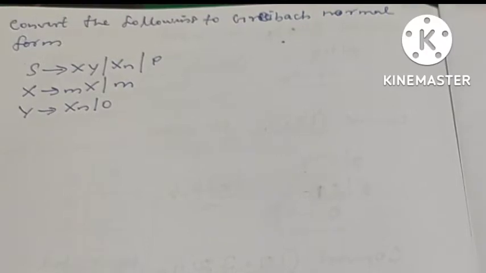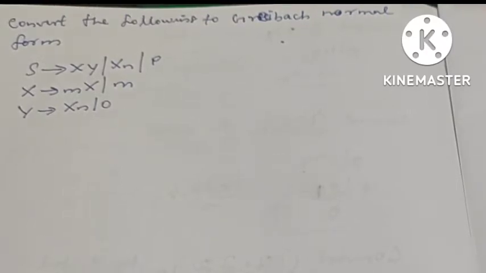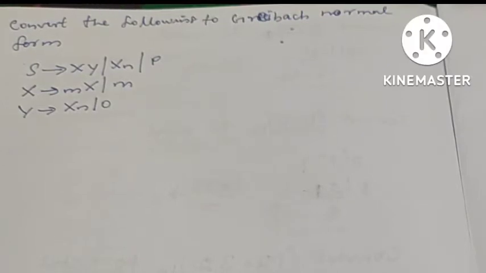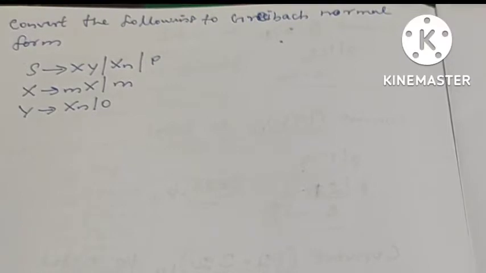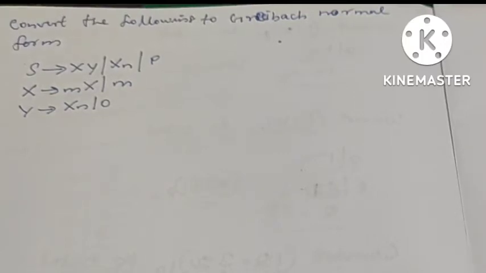Let us assume that we take up a grammar like this: S tends to XY, S tends to Xn, and P, and subsequently we have mX bar m and Xno. Okay. So the first step, when you want to get to Greibach normal form, is to verify whether there are any epsilon or null productions or unit productions here. There are not any null productions or unit productions here, so we will carry forward to the second step.